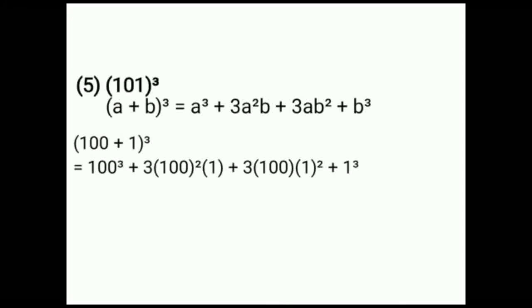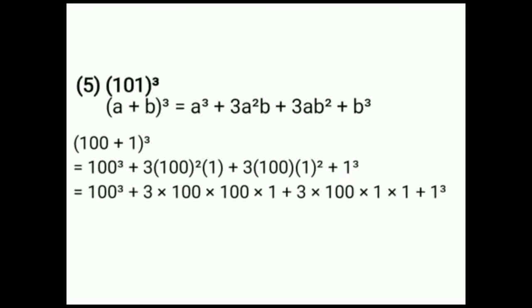Cube of the number will be solved last part. First you have to solve 3A square B plus 3AB square in multiplication form. You have to write first. That is 100 cube plus 3 into 100 into 100 into 1 plus 3 into 100 into 1 into 1 plus 1 cube. Now we will solve cube of the number, and then 3A square B plus 3AB square, and finally B cube. Cube of the number, first A part we will solve, A cube, that is 100 cube.